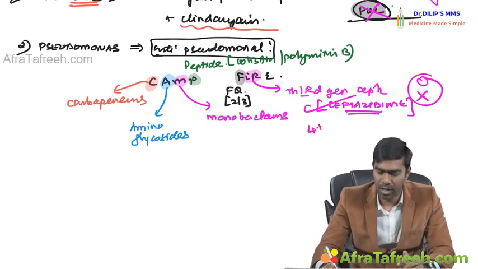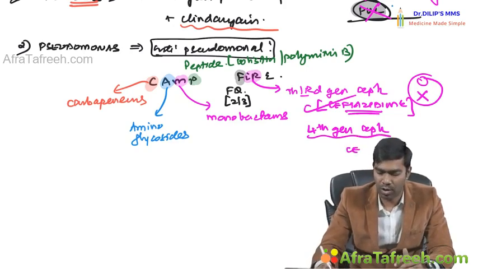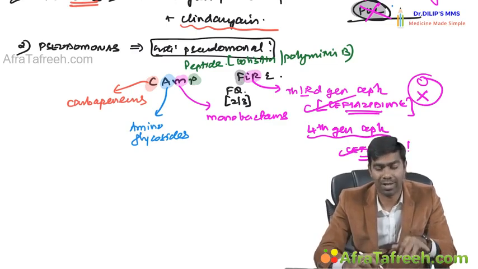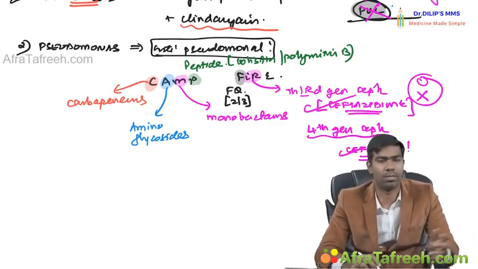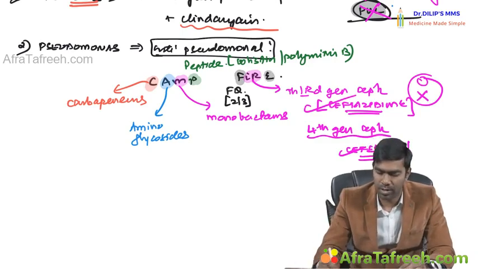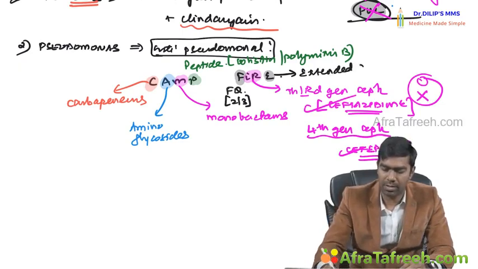Instead, currently 4th generation cephalosporins are said to be extremely sensitive to Pseudomonas. So if at all you prefer a cephalosporin, prefer a 4th generation cephalosporin, that is cefepime. Very, very excellent for pseudomonal cover as of now. We don't know the resistance pattern, it may only emerge after 2 or 3 years, but right now cefepime is a very good drug. And you can give extended spectrum beta-lactams.